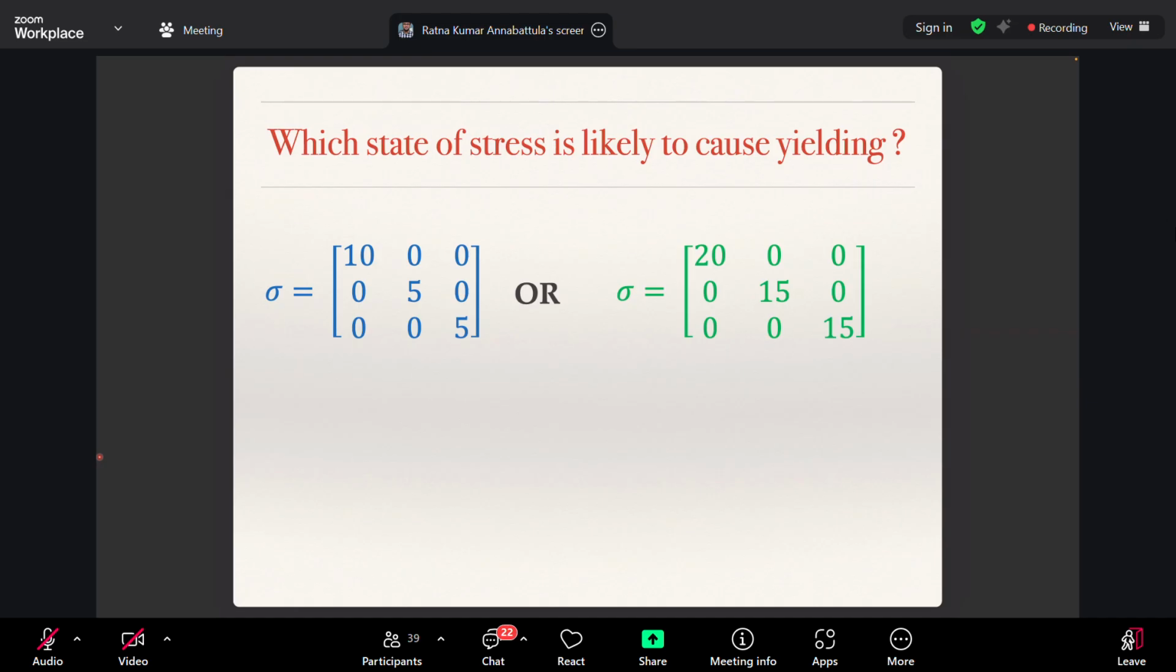For the first one, I am getting 5, sir. Second one, me too, sir. Second one also 5, sir. Second one is also 5. So what is the meaning of this? First one also same equivalent stress. Second one also same equivalent stress. What is the meaning of this? The deviatoric parts are same.